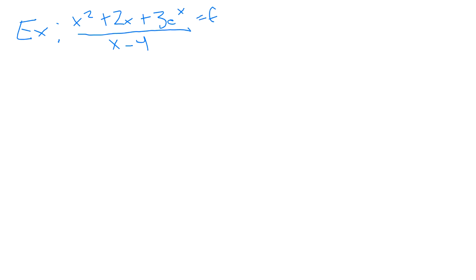All right, so now let's go ahead and try an example saying we have x squared plus 2x plus 3e to the x, all over x minus 4. We can say that the numerator is our f and our denominator is our g.